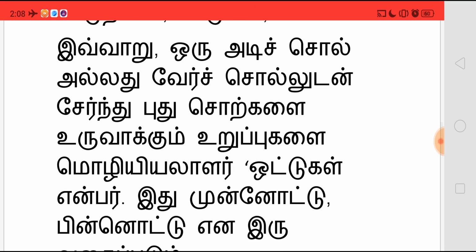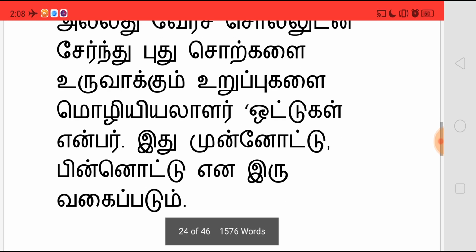Like this, using the base words or the root words, we should know how to make other words, and such words are called Ottugal. And in this Ottugal, we have a Munnottu and Pinnottu, that is prefix and suffix.